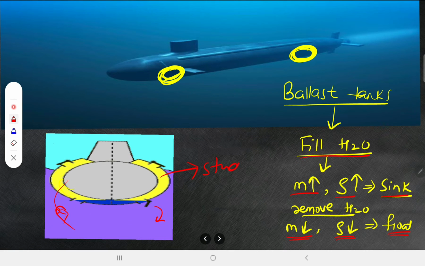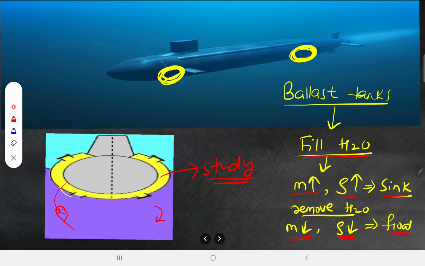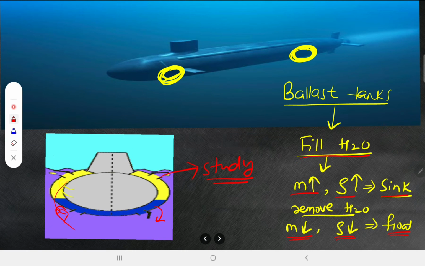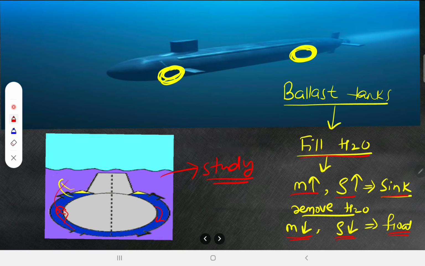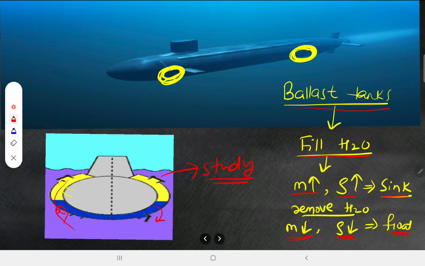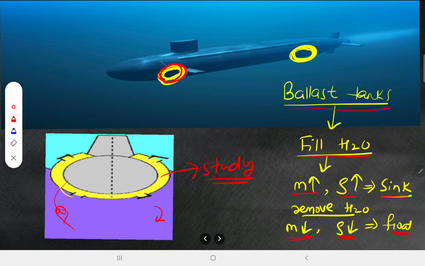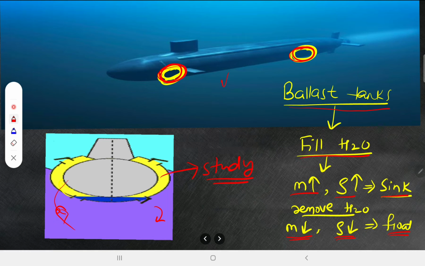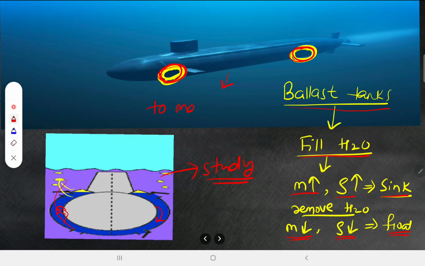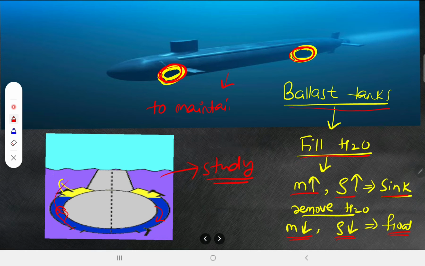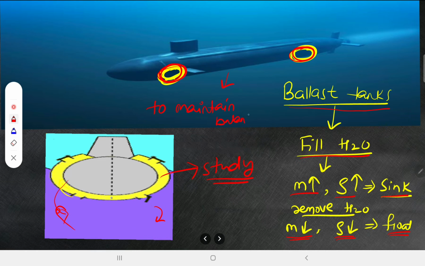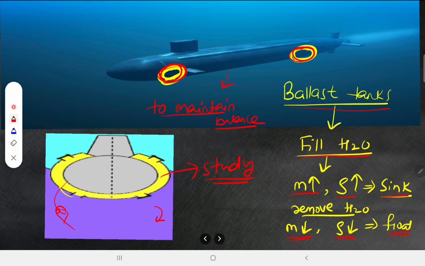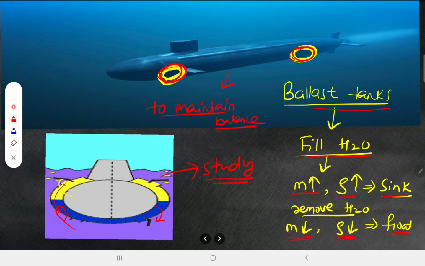In YouTube you can see so many videos, but this is how it generally works. All right, it works on these ballast tanks. Why are two tanks provided, one in the front and one in the back? To maintain balance. To maintain the balance, they have been provided with two tanks. I hope the concept is quite clear.